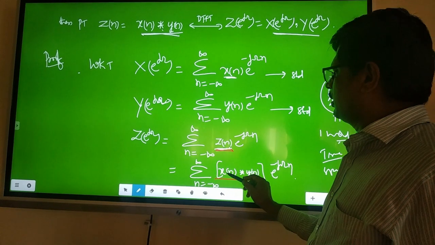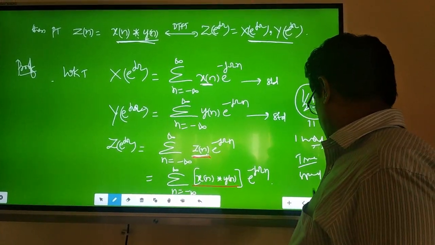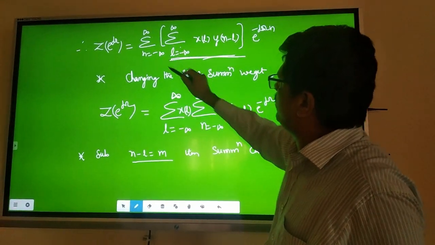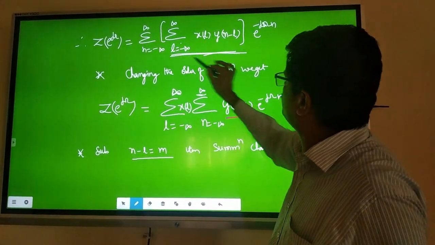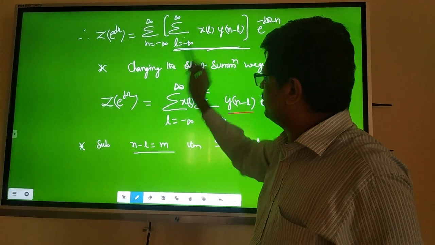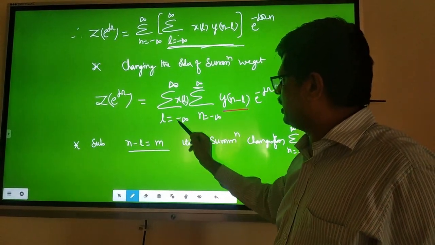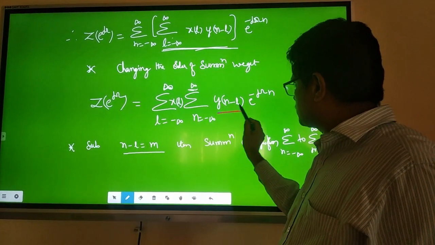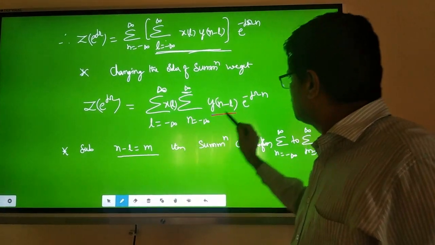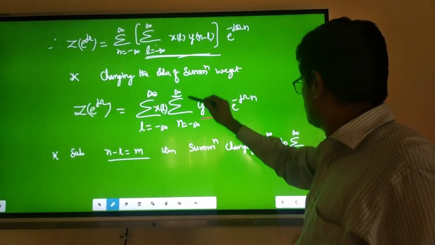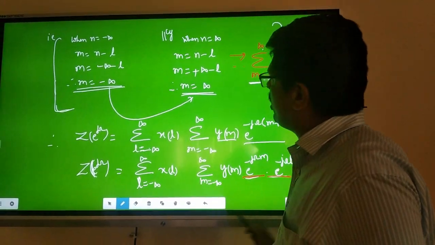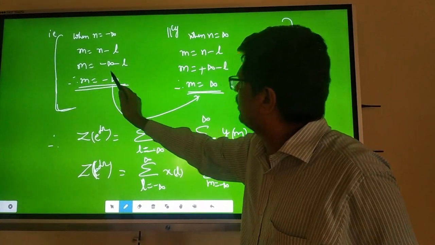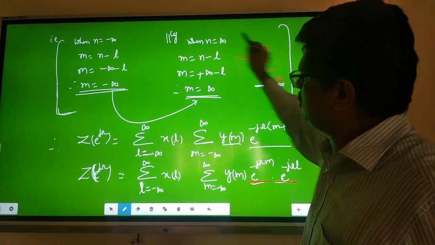We know the standard equation for the convolution sum of x of n and y of n, which I am writing in terms of l: summation l equal to minus infinity to plus infinity x of l, y of n minus l, just substitution. Then change the order of summation. You will get this l order first, n order next. Then substitute n minus l as m. Then the summation changes to m equal to minus infinity to plus infinity. It is shown here.